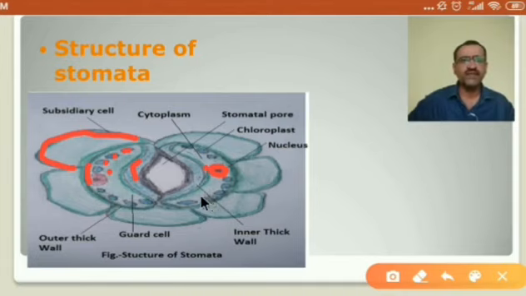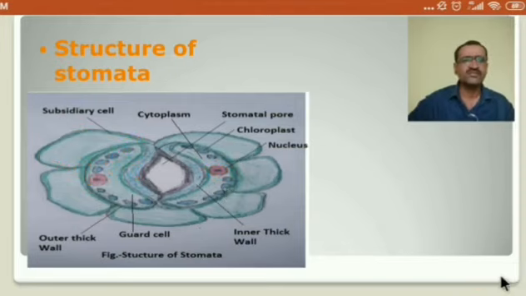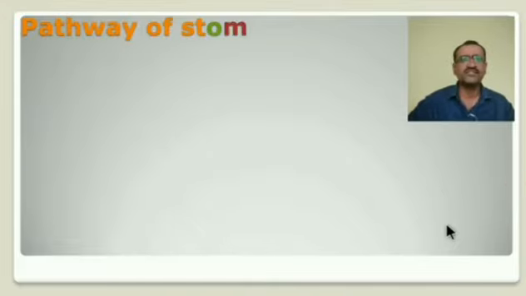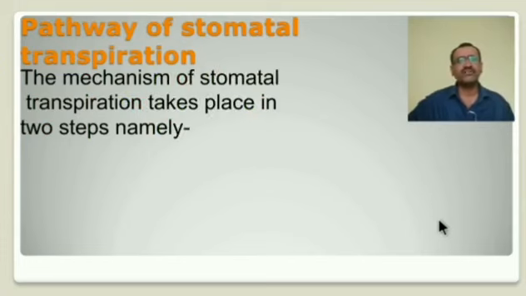Okay, and around the guard cell there is presence of the subsidiary cell. This is the structure of the stomata. Let us see the next point, the pathway of stomatal transpiration. What is the pathway, or how can water be evaporated through the stomata? What is the pathway of stomatal transpiration?